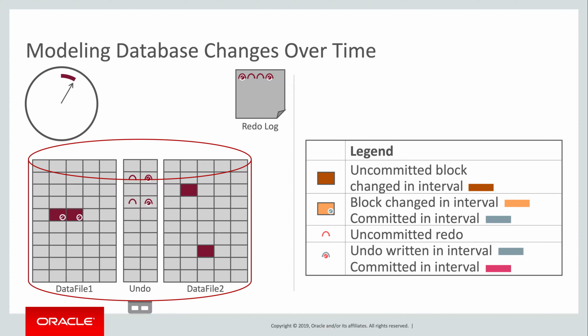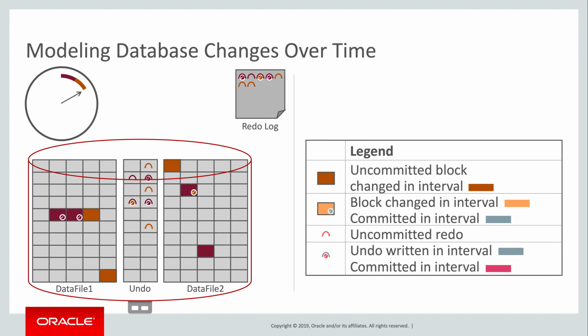Notice that some of these changes, data file blocks, undo and redo, have check marks. These indicate that the change is associated with a committed transaction. Now, as we move into brown time, we see some more changes. Notice that one of these changes is to commit a transaction that began in purple time. All of this is summarized in the legend on the right of the slide.